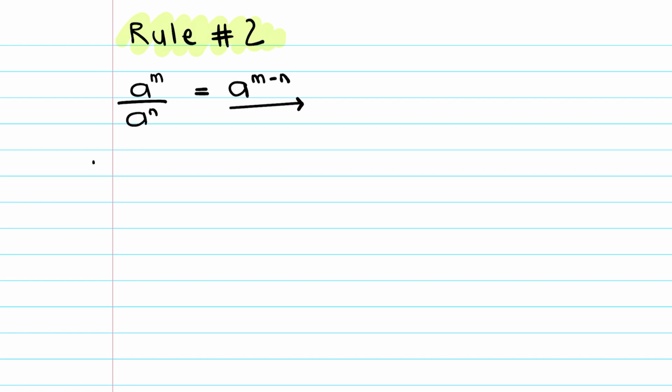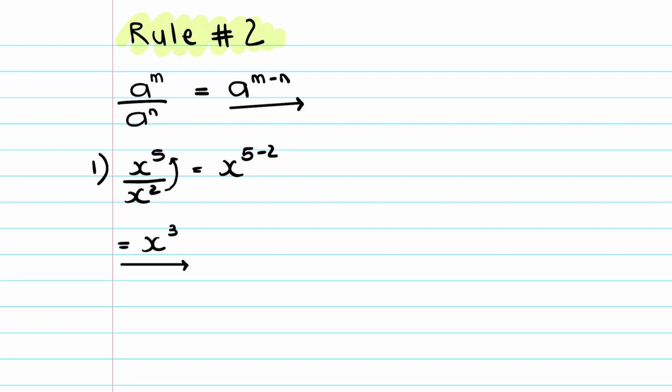Cool. So let's dive into an example here really quickly. Let's say we have x to the power of 5 over x to the power of 2. Okay, so we are going to take this 2 and bring it up and put a minus on it. So this is going to equal x to the power of 5 minus 2, and we can simplify that even further. So that's going to be x to the power of 3. That's then your final answer for this rule.